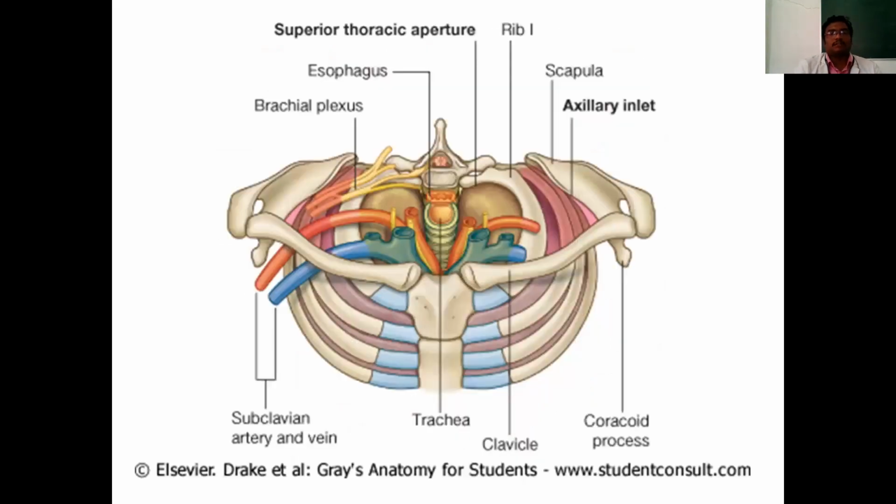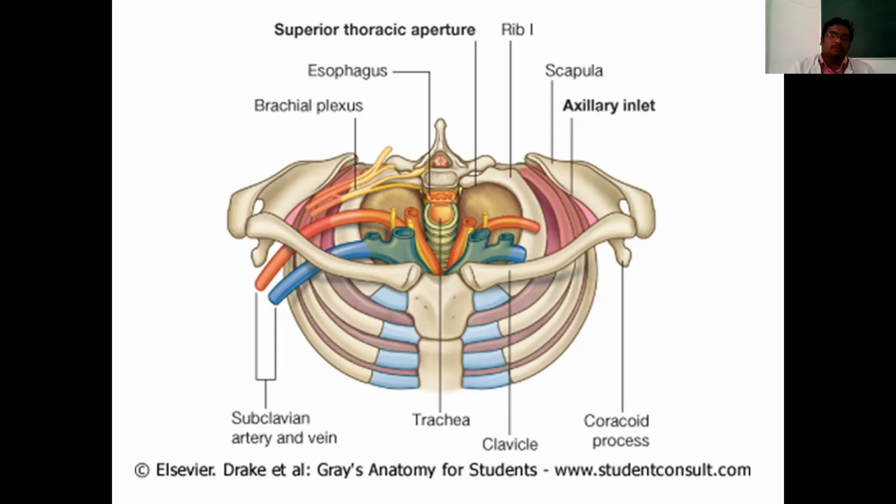So what are the structures that are going to enter? Important structures. First thing is your trachea. Next, you'll be able to get your esophagus. Behind that, you'll have the vertebra. Inside the vertebral canal, you are going to have your spinal cord. Through the spinal cord, you are going to have the trunks of your brachial plexus, which is going to supply your upper limb.